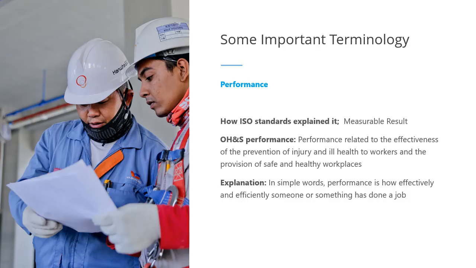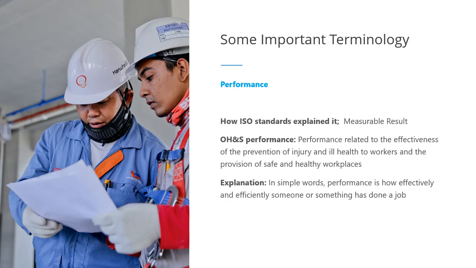What is performance? ISO explained it as measurable result. What is OHS performance? It is the performance related to the effectiveness of the prevention of injury and ill health to workers and the provision of safe and healthy workplace. In simple words, performance is how effectively and efficiently the job has been done. Performance can be excellent, good, average, bad or poor, depending upon the standard one sets for the performance. It is a relative term.